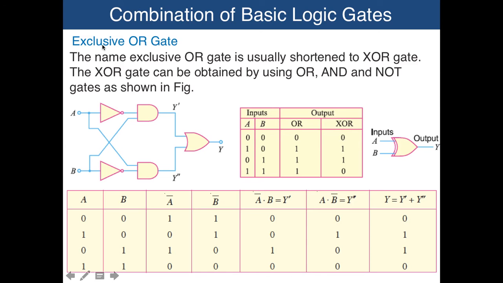Another one is the exclusive OR gate. The name exclusive OR gate is usually shortened to XOR gate. The XOR gate can be obtained by using an OR gate, AND gate, and NOT gate. So here is the truth table. This is for the OR gate, and this is for the XOR gate, and this is the logic symbol for the XOR gate. It's similar to the OR gate, the only difference is that one curved shape sign is shown here in the input.